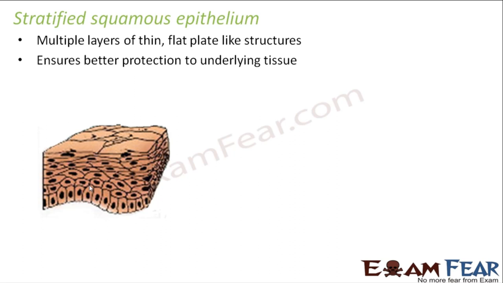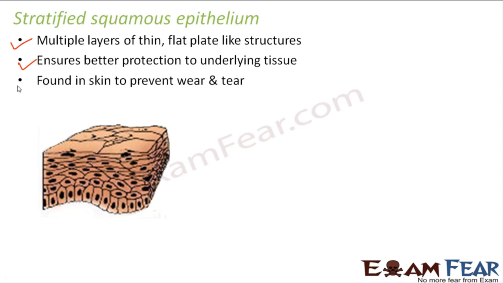Think yourself, this extra additional layer will ensure better protection. Earlier you had just one layer of thin flat structure. So that one layer itself was so delicate that it was not able to offer any protection. But now, instead of one, if you have 100 such delicate layers, that means you are actually getting a kind of cushion. So now you can ensure better protection. These multiple layers ensured better protection to the underlying tissue.